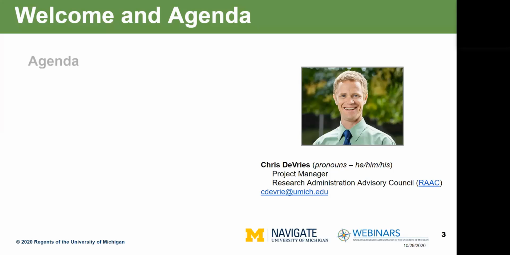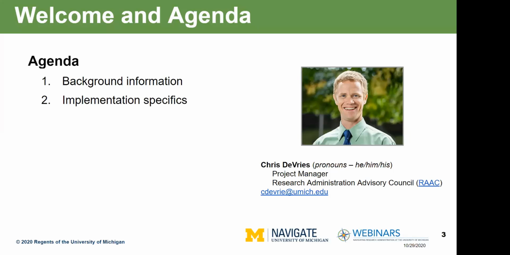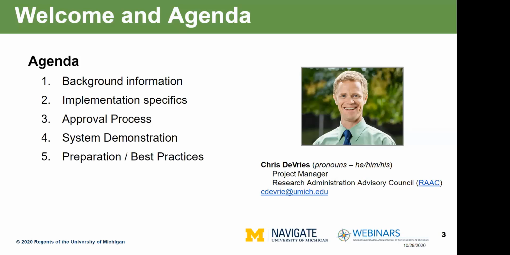So what we plan to cover today, we'll give a little bit of background information about the system, about how we got to where we are. We'll talk about some of the specifics with the implementation. We'll walk through a little bit what the approval process looks like, and we'll perform a system demonstration using the QA system. For those who are familiar with ITS systems, this is not the live system, so we won't actually be using live data, but as you see the system demonstrated is how it will look when it is live. We'll talk about some ways that you can prepare and some best practices, and we'll leave some time for question and answer.